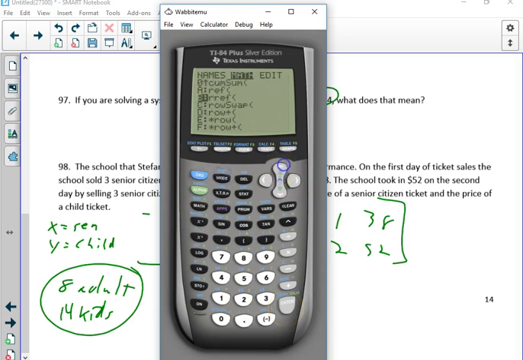Math, RREF. Again, go back into matrix and tell it to look at A. And there's your answer, 8, 14. In order, X, Y, seniors and adults, kids. Your choice, whatever you feel most comfortable with.